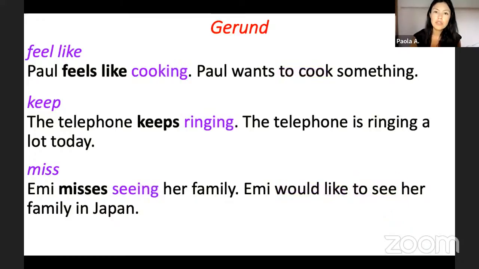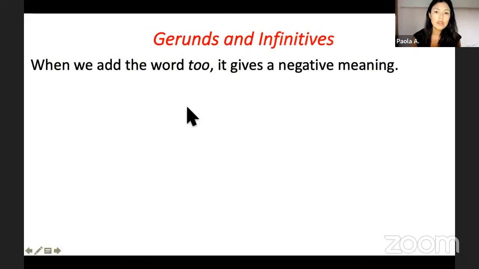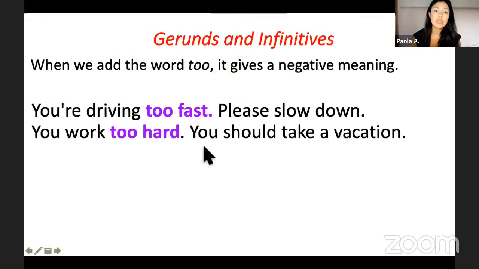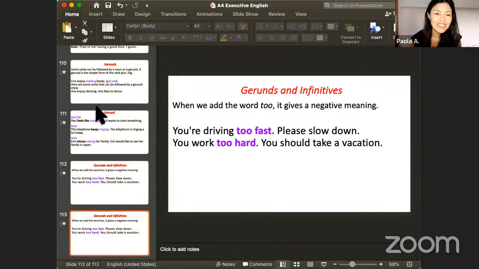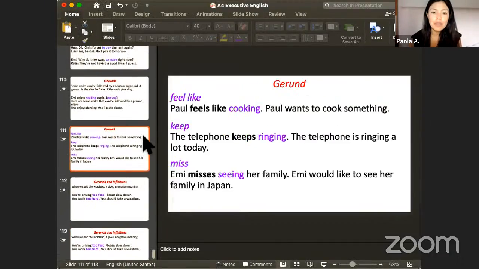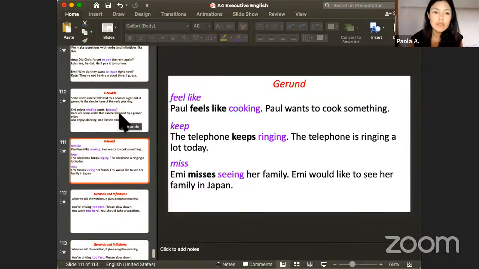Now let's see some other verbs, which are the most common. Oh, all right, sorry. Sorry. I don't know what happened. All right. So these are some of the most common verbs that we use with gerunds.